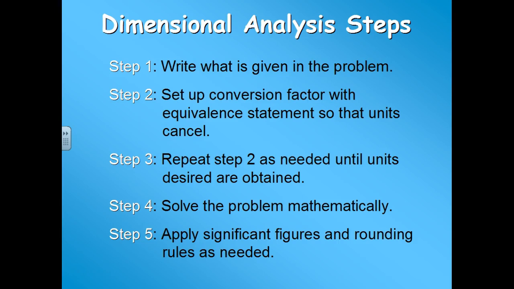We always start by writing down whatever you're given in the problem, and then we set up that conversion factor, that ratio, so that our units will cancel. What we start with in the numerator needs to cancel out in the denominator, and then we keep doing that as many times as we need to until we have all the units that we need in our answer. We're going to then solve our problem mathematically and apply our sig figs and rounding rules.